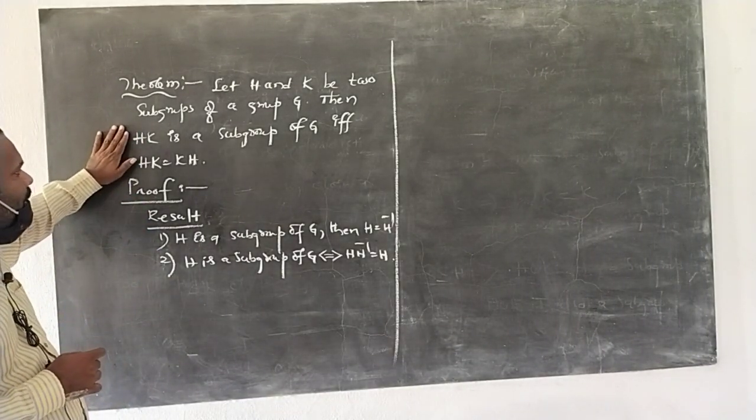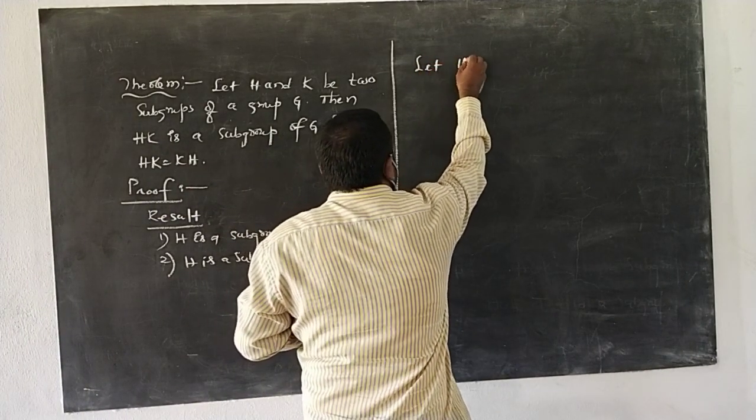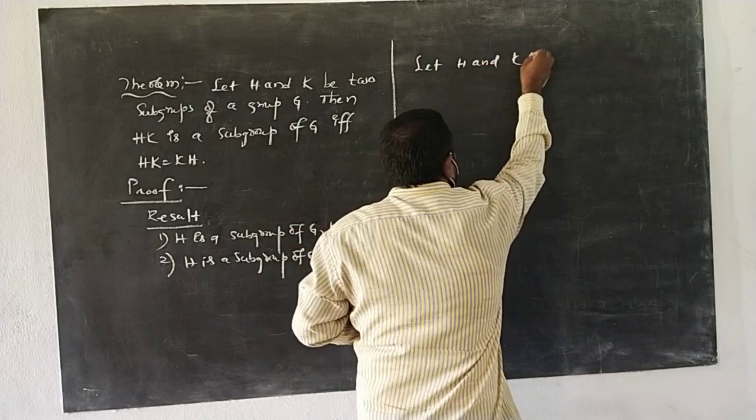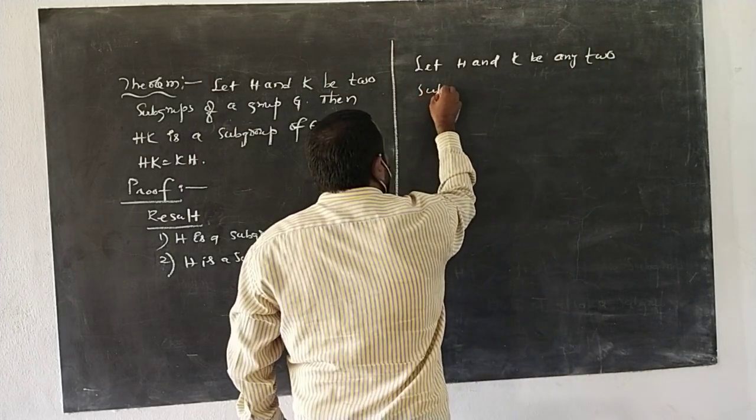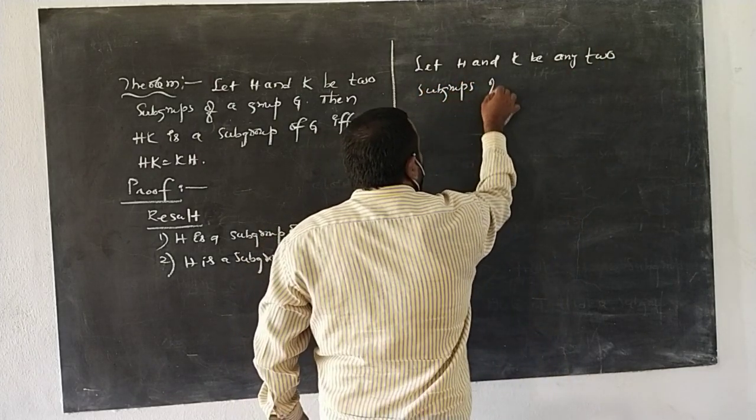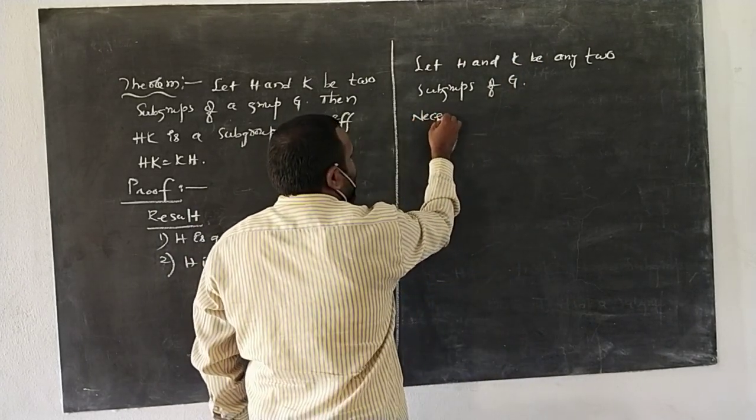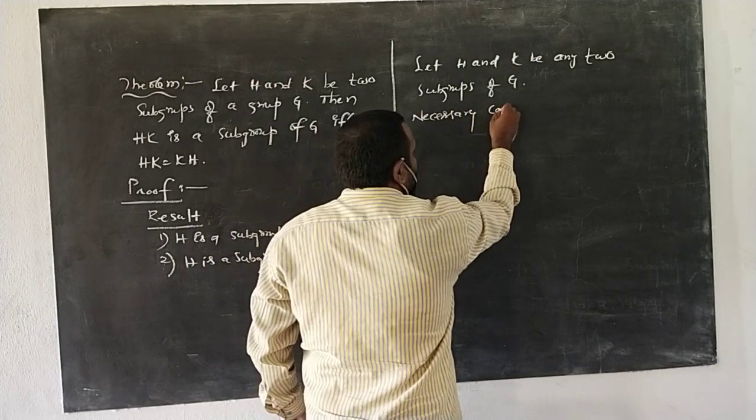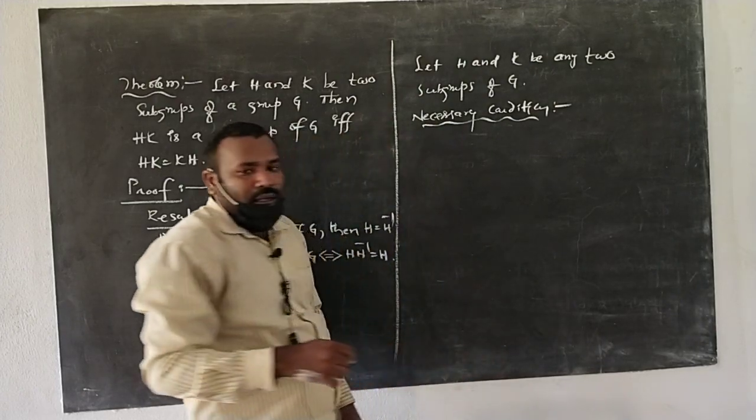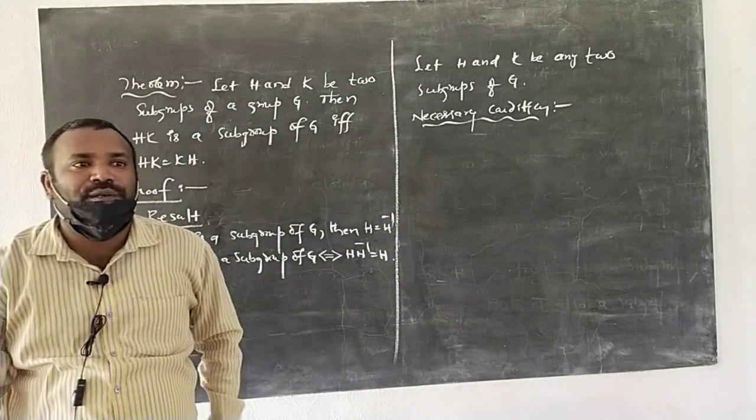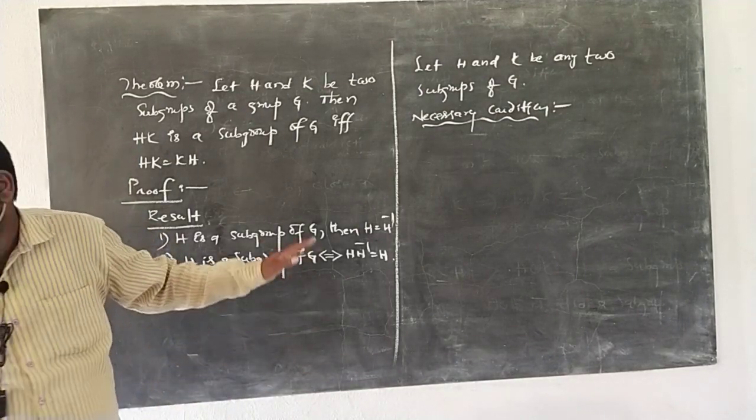So it is if and only if type. Let us start the theorem. Let H and K be any two subgroups of G. G is a group. So let us write part 1. Necessary condition. In the necessary condition, what do we suppose? What is our supposition in the necessary condition?